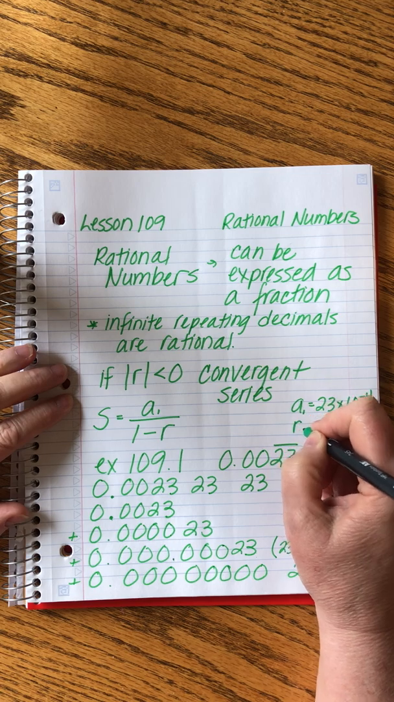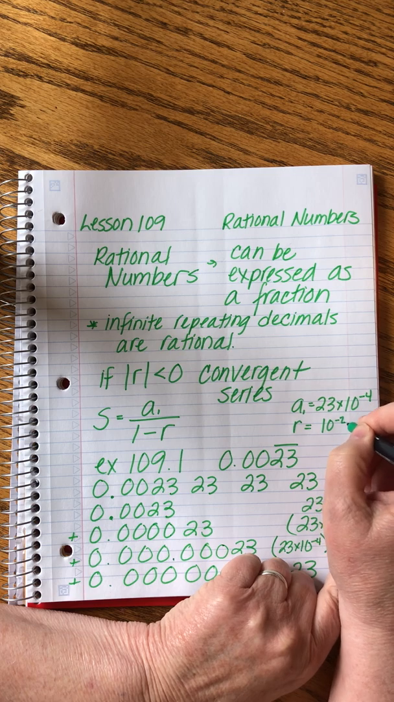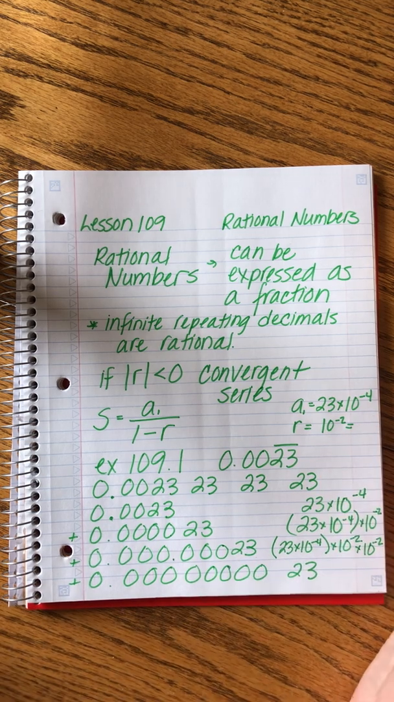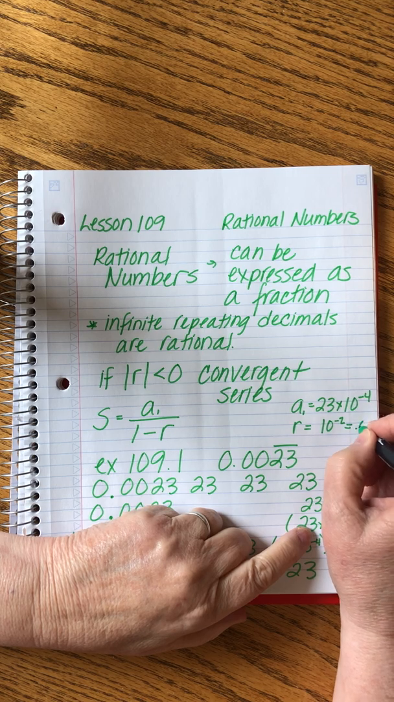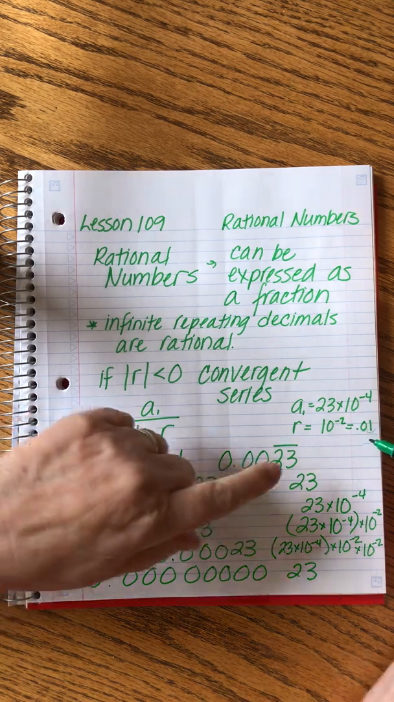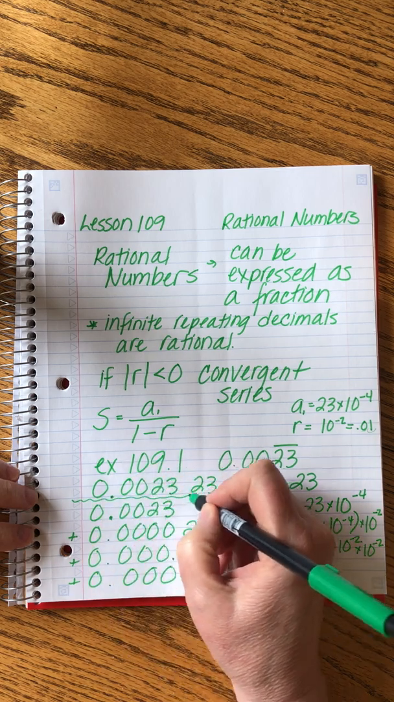And our common ratio equals 10 to the minus 2, which is also equal to 10 with 2 decimal jumps back, right? Because if we move this 2 jumps, then we get our 1 back, okay? So 10 to the minus 2 equals 0.01. These values came from this way of understanding our number.